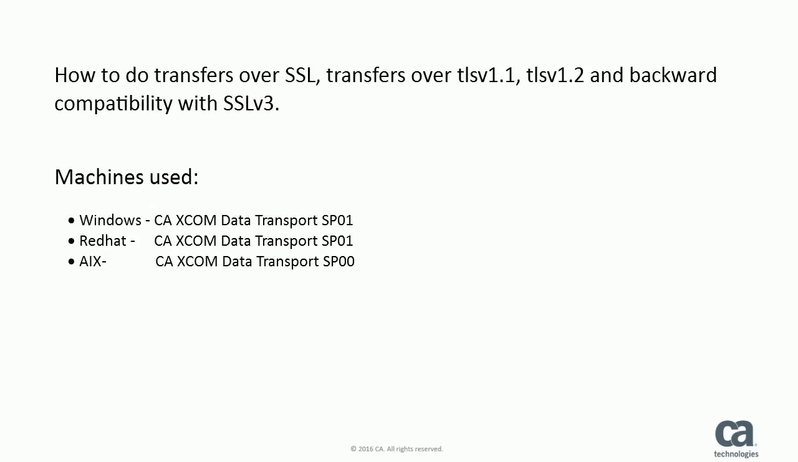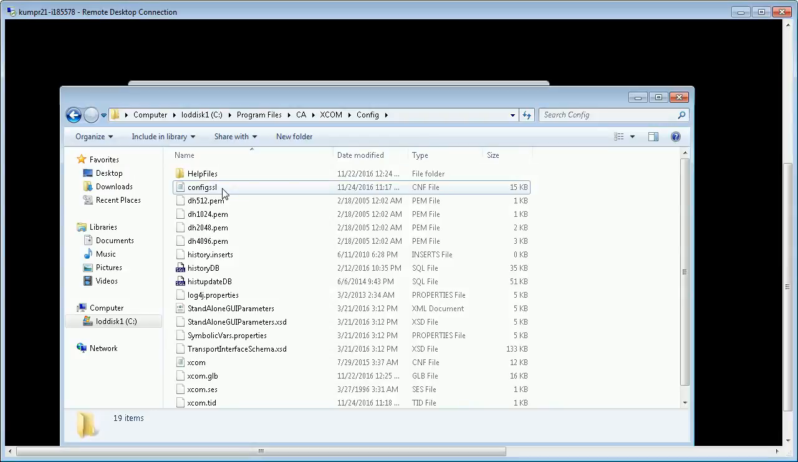We will be using three machines for the purpose of this demo: a Windows machine with XCOM SP01 installed on it, a Linux machine with XCOM SP01 installed on it, and an AIX machine with XCOM SP00. Now let us do a transfer over TLS v1.2. We will be doing a transfer from Linux to Windows machine.